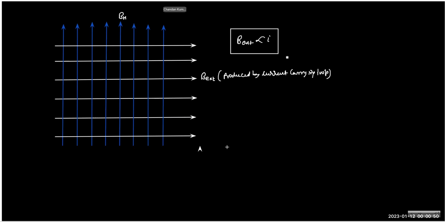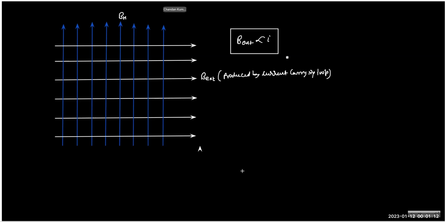I have given you one example. It's mu naught NI by 2R. You can choose something else. You can take the compass exactly at the center of a very large giant solenoid. That is also okay. But in any case, it should be proportional to the current. So I hope this is clear. So far, so good.